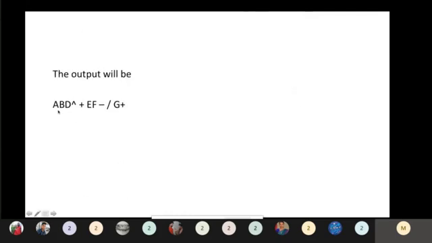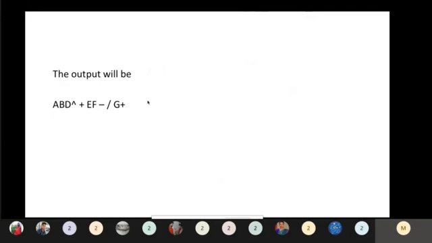So now we can check it. The answer we got is ABD, then we have exponent plus EF minus slash G plus. So these are very simple. Given the expression, check whether it is in the form of infix. If it is so, then we can start our work. So how to start? Given the expression, you have to perform the reading operation. From where to start? We start from the leftmost, character by character only.